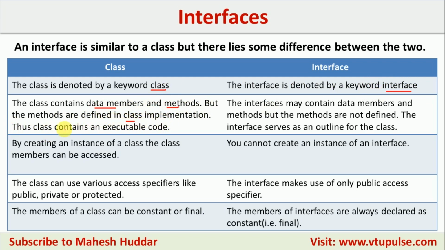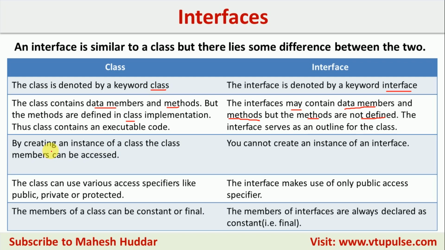Because of that, the class contains an executable code here. But when it comes to interfaces, interface may contain data members, it may contain some methods, but the methods are not defined within the interface. They are just declared, but they are not defined. So that's a very important difference between class and interface.